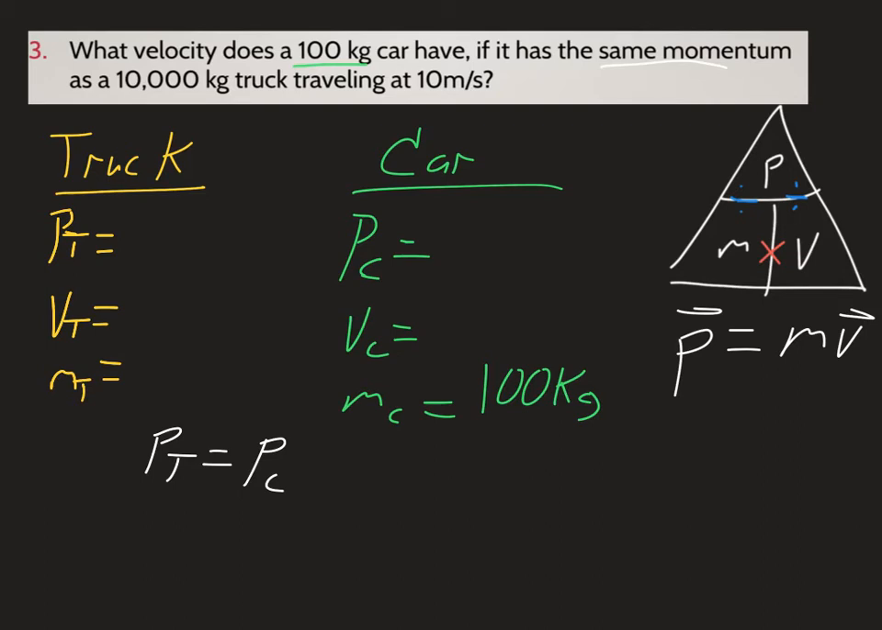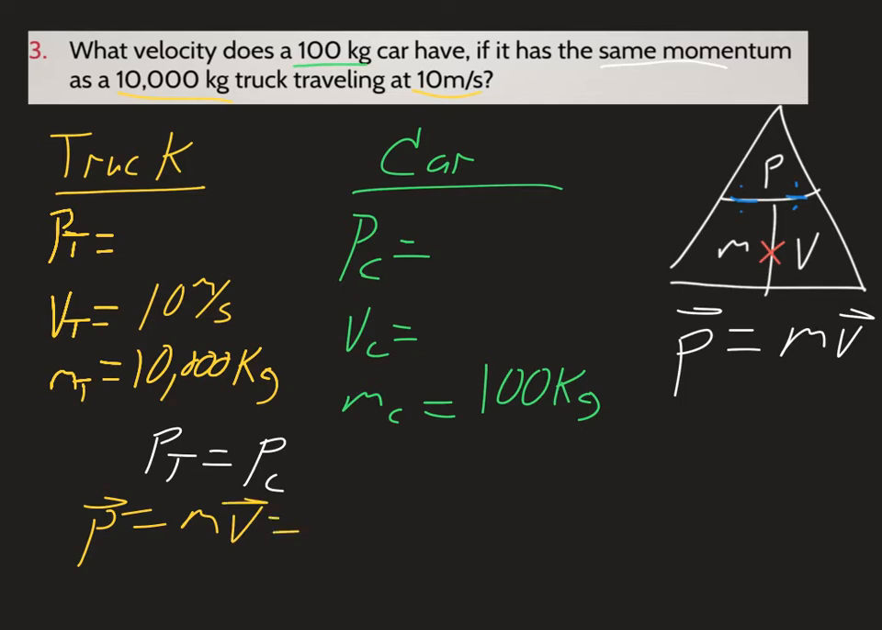So right now, let's see what we have for the truck. For the truck, we have a mass of 10,000 kilograms and a velocity of 10 meters per second. With that, we can go ahead and plug that into the momentum formula, and we'll be able to get the momentum of the truck, because this is all T, remember? Momentum of the truck.